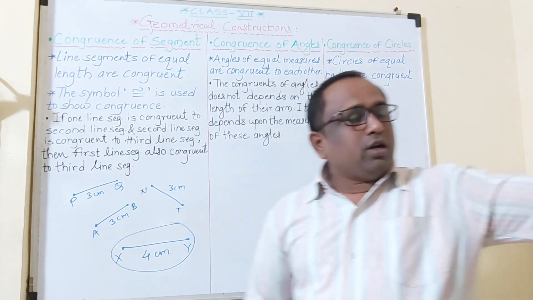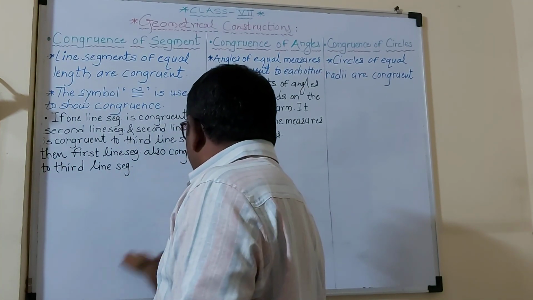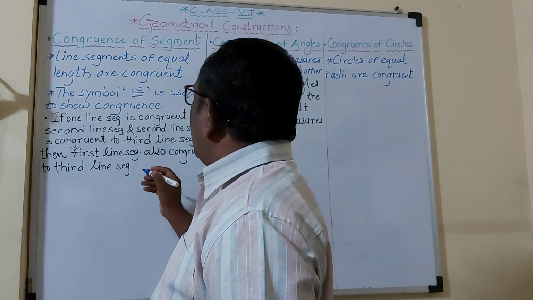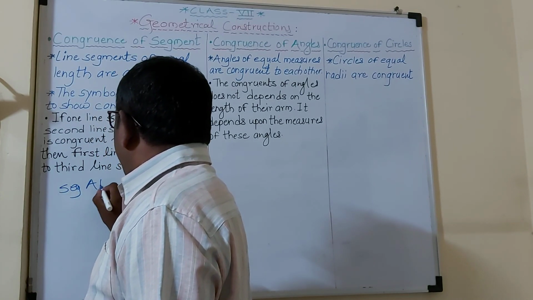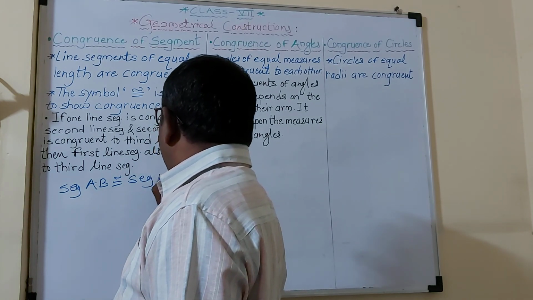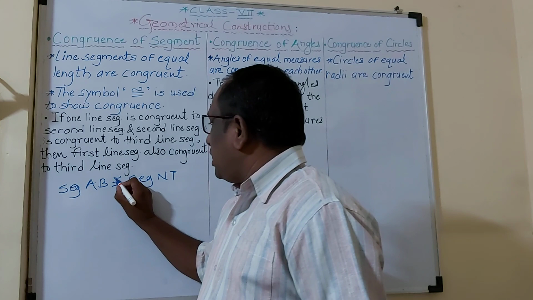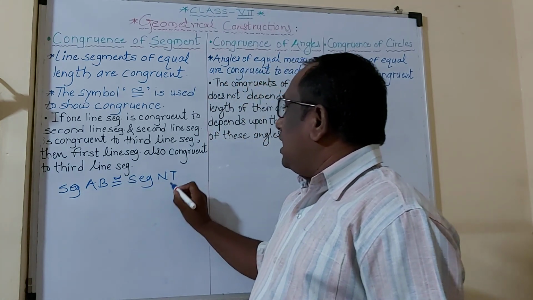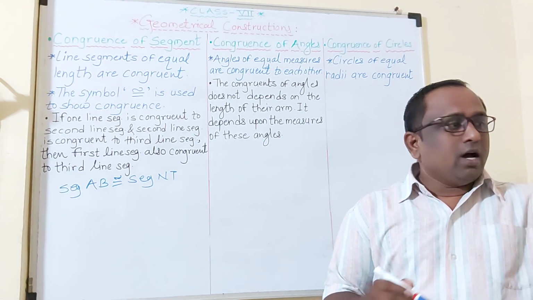Okay. Now look here, students. Here we are going to write how to read this. For example, segment AB is congruent to segment NT, like this. How do you have to read this? Segment AB is congruent to segment NT. Okay, like this you have to read this.